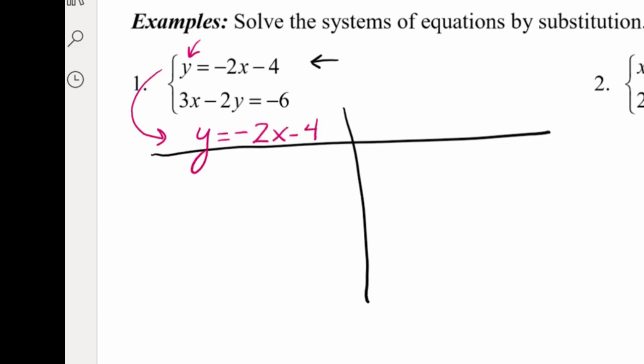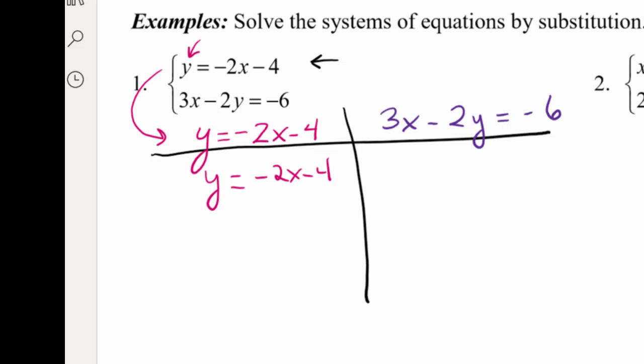So again, you look at the two equations that are given, and if you have one that's solved for one of the variables, use it on the left side of this T table. Okay? Then the second equation gets written on the right side. So I'm going to write that here on the right-hand side. Because this equation on the left is already solved for y, we're ready to go to the substitution step.